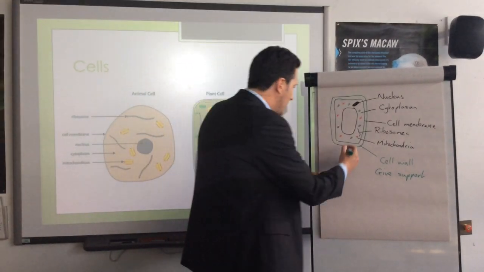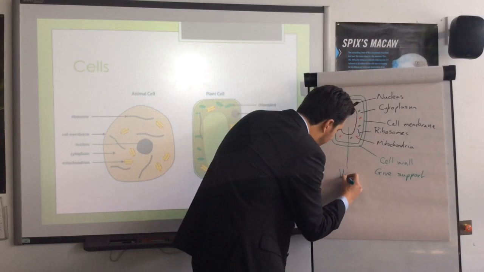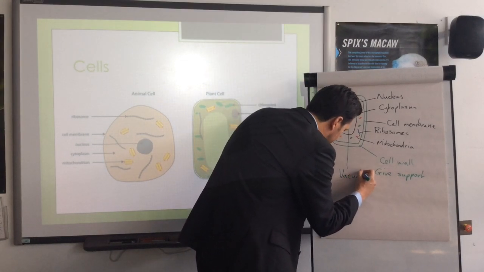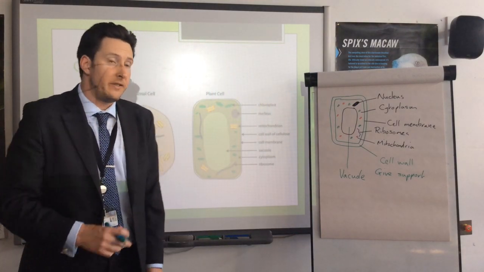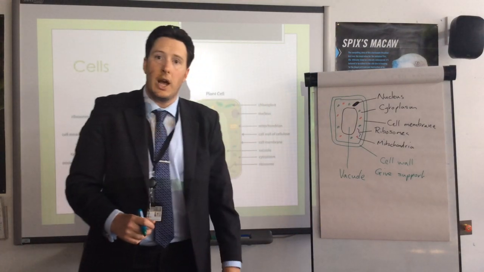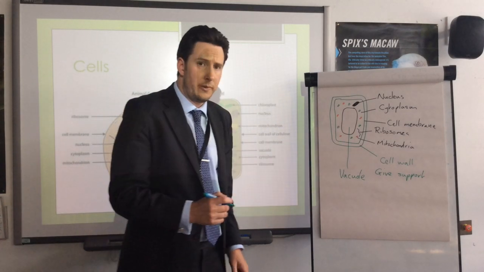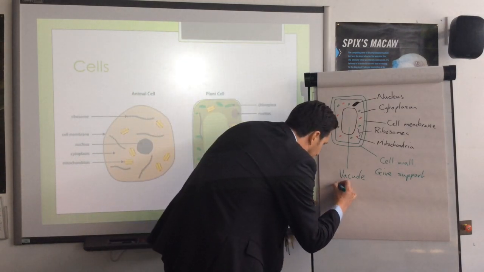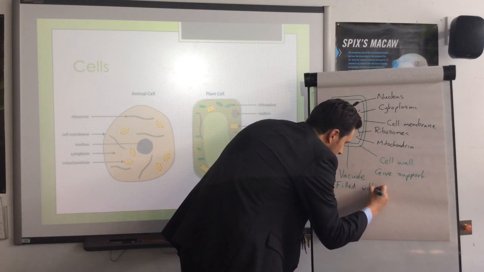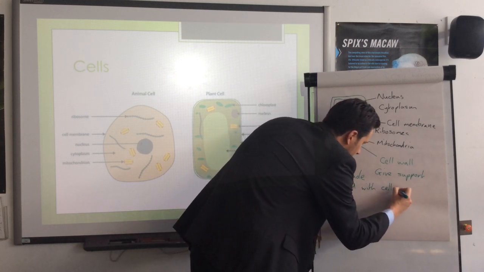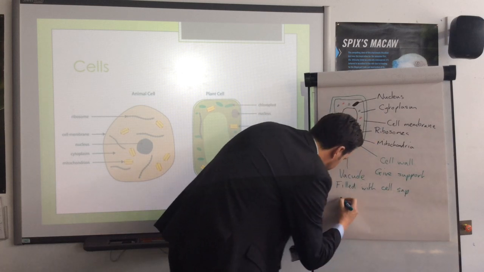Similarly, they have what's called a vacuole in the middle of them. Okay? This is called a permanent vacuole if you want to be specific, but a vacuole is fine. So the vacuole is filled with cell sap. And the reason it's filled with cell sap is again to give the cell support.